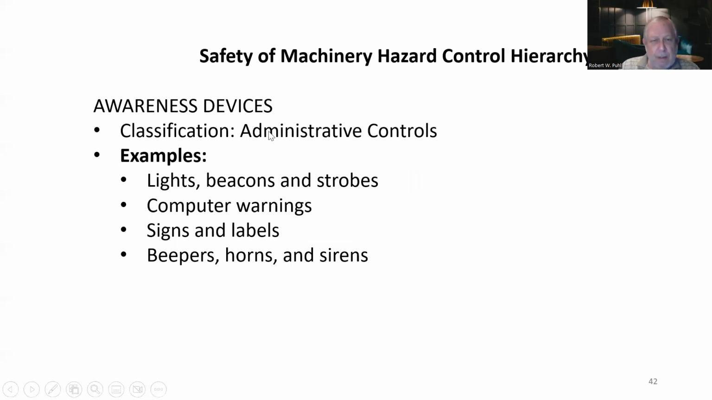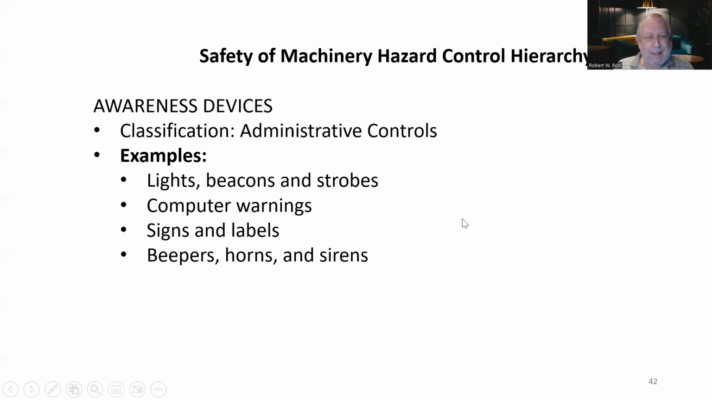Awareness devices, administrative control: lights, beacons, and strobes, computer warnings. Computer warnings are like if you have a big system and you have alarms that come up when something's not right, and the computer beeps and lets you know about it. Too often in these systems, the warnings are too inconsequential. They don't mean anything. They get to be a pain, and sometimes they get shut off or they just get ignored, and that should never happen. If there are warnings that come about too often, that should be looked at and maybe adjusted, so they don't warn until they're at a different level, because that happens way too frequently in these computerized systems.